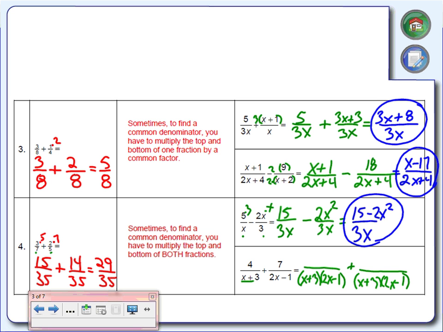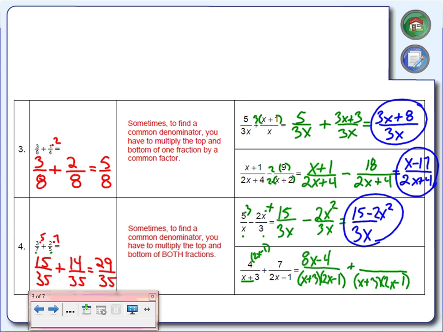2x minus 1, which means we're also going to have to multiply the numerator by 2x minus 1. So what do you get when you multiply 4 times the 2x minus 1? 8x minus 4. So there's your first fraction.